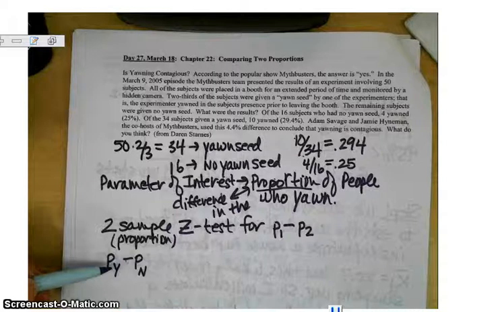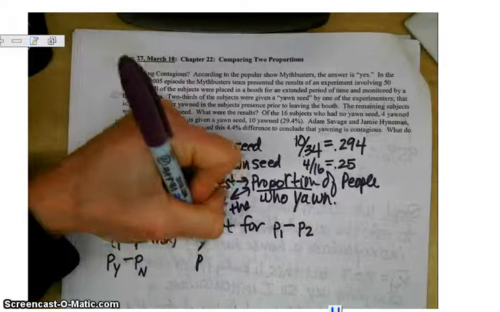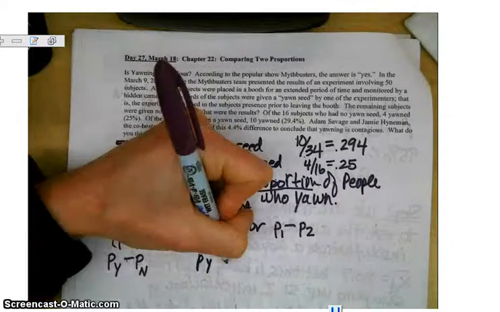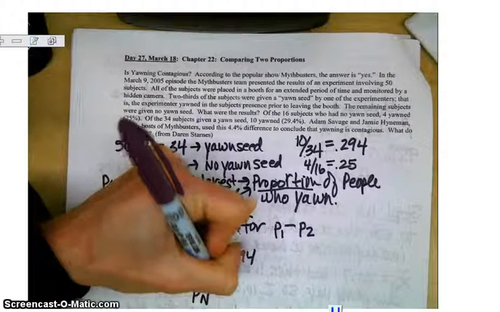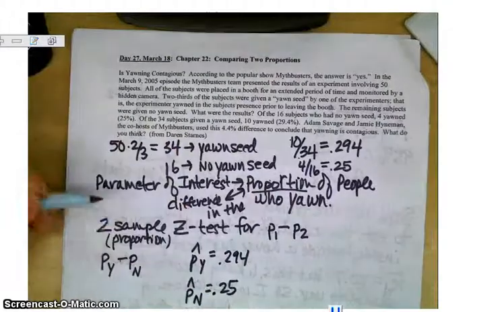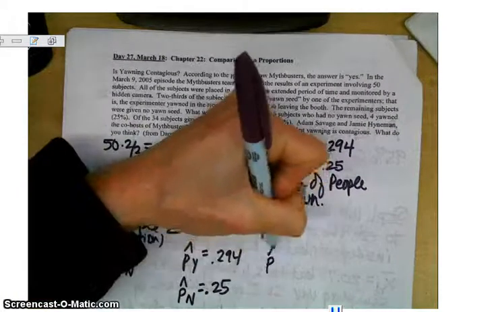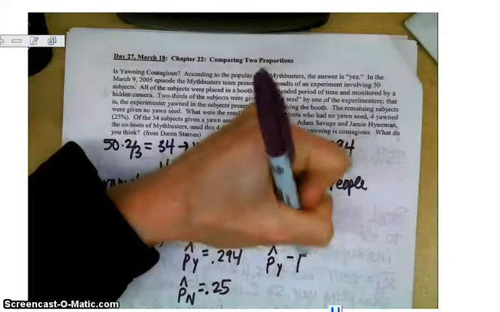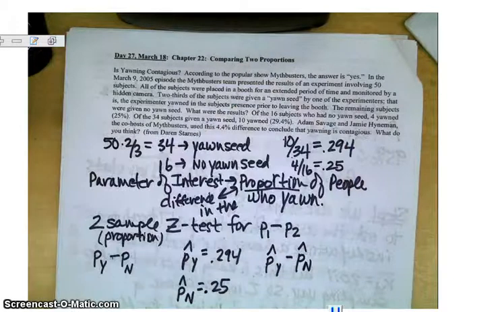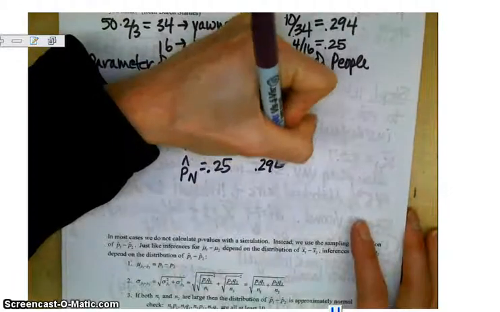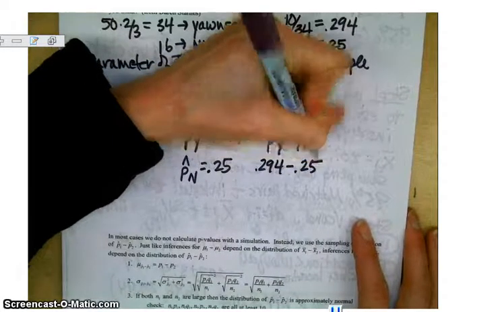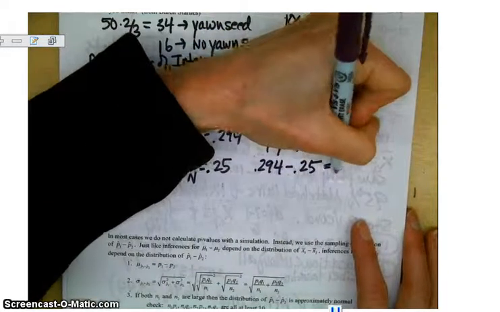The best guess we have is our p hat for the yawn seed is 0.294, and the p hat for the no yawn seed is 0.25. And the difference, p hat yawn minus p hat no yawn, all you're going to do is subtract those values, 0.294 minus 0.25, which is 0.044.